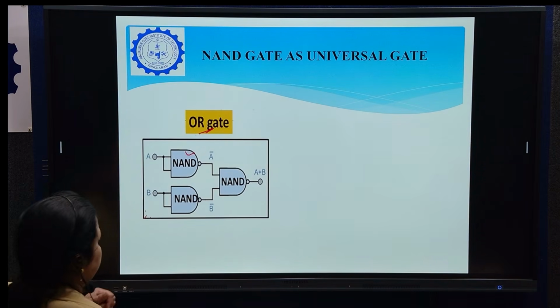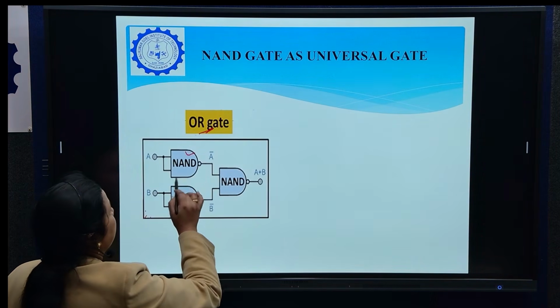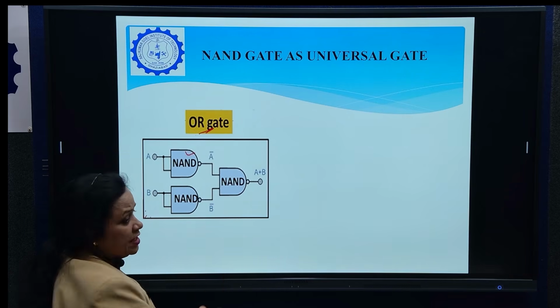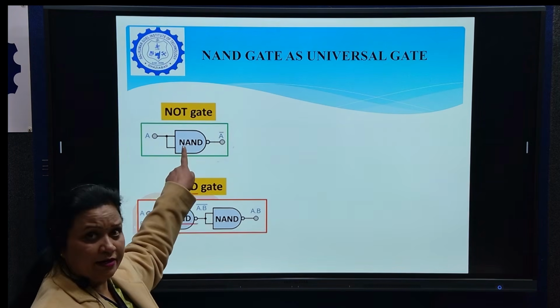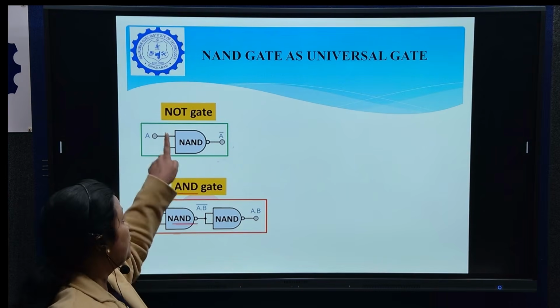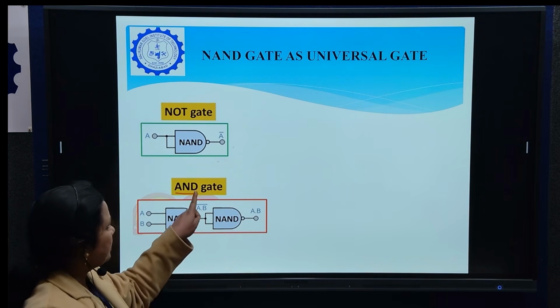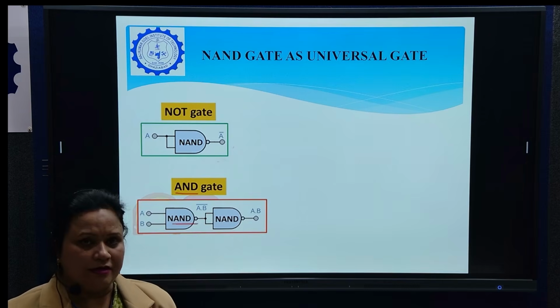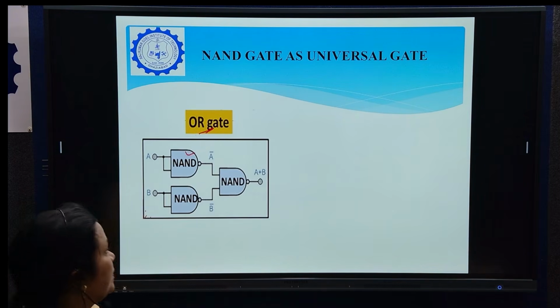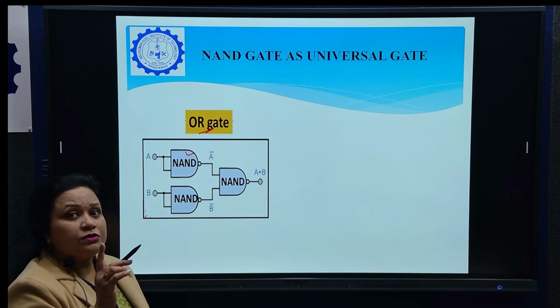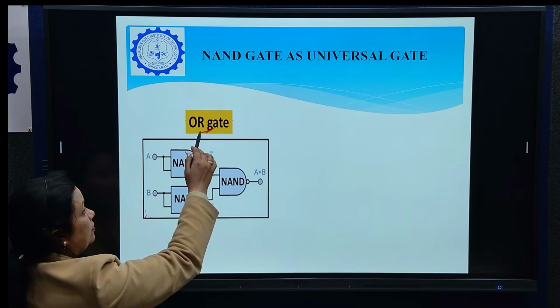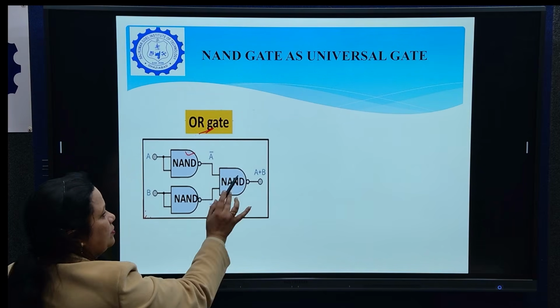Next is the OR gate. For the OR gate, again we will use 3 NAND gates. In the previous one, we were using 1 NAND gate. 1 NAND gate makes a NOT gate, 2 NAND gates make an AND gate. So there is a hierarchy in this to understand this topic. Next we have to make the OR gate. So we will now use 3 NAND gates, 1, 2 and 3.